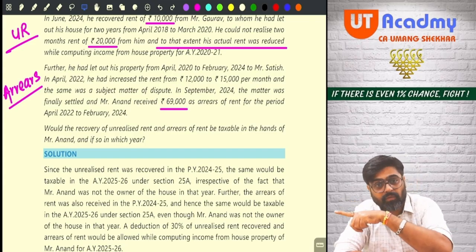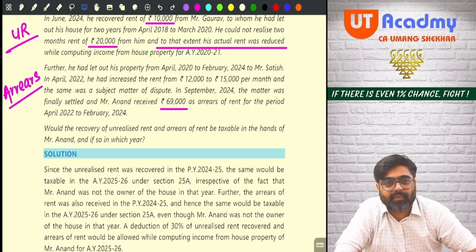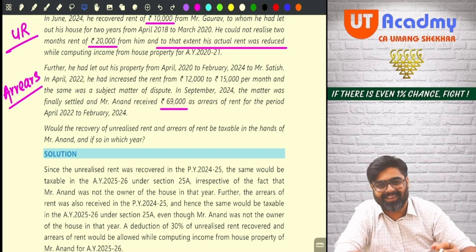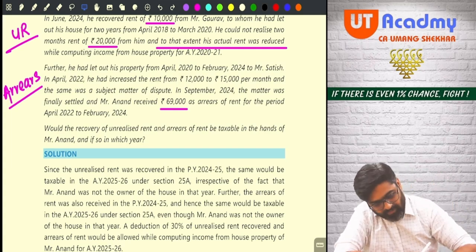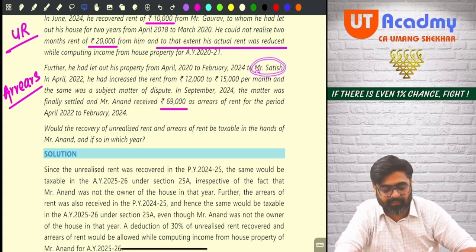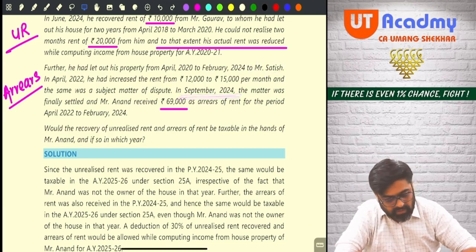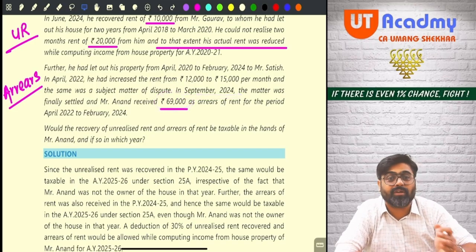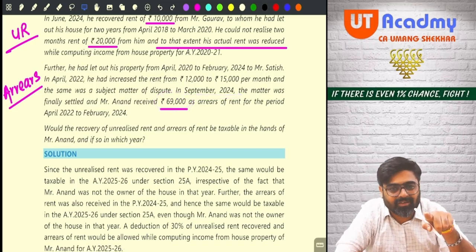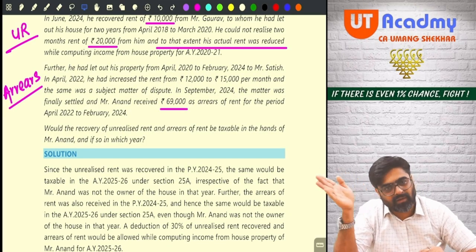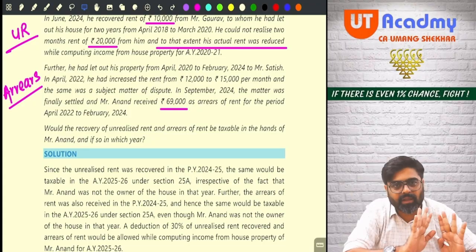starting from April 22 till February 24 was not paid. It was in arrears. It was under dispute. Now fortunately, that tenant whose name was Satish, who paid in September 24 the entire 69,000, which was under dispute. Can I say this was arrears? This was never shown as a part of actual rent. Now recovered, now you will have to charge under the head house property.